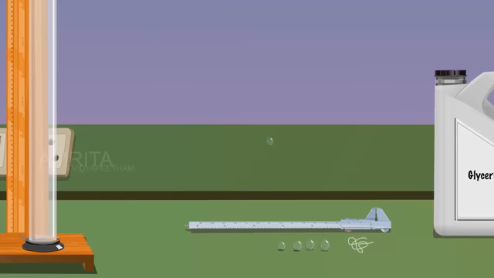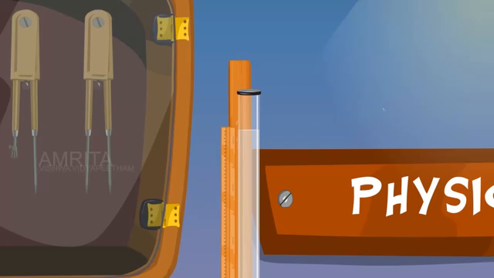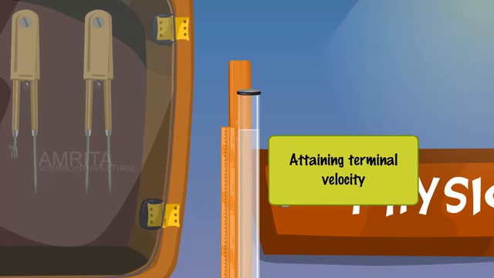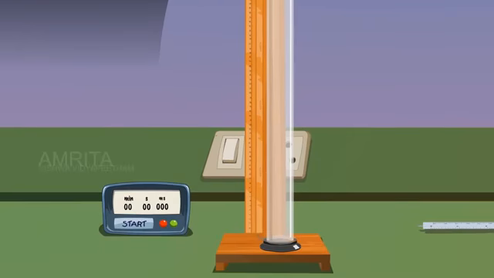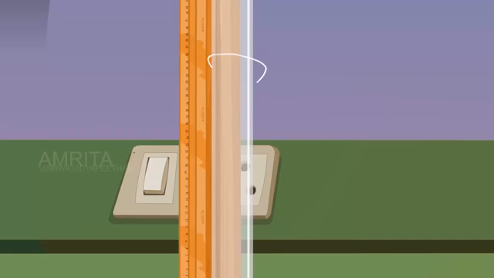Take a glass bead of diameter 5 millimeters and drop it gently into the liquid. It falls down in the liquid with accelerated velocity for some time and then moves with a uniform terminal velocity. Using a thread, mark a reference point A below the point at which the bead acquires terminal velocity.